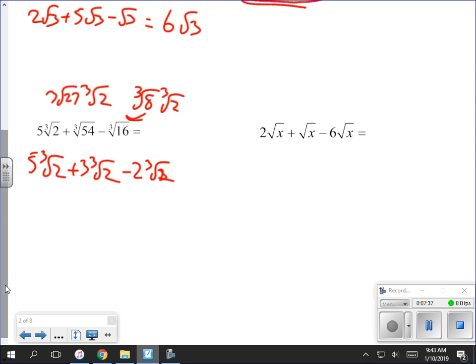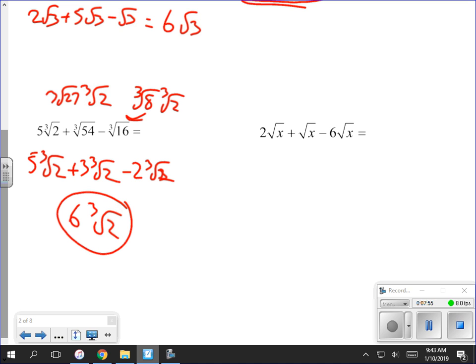Now they're all cube roots of 2. Now I can combine them together. 5 plus 3 is 8. 8 minus 2 gives me 6 cube root 2 for my final answer.